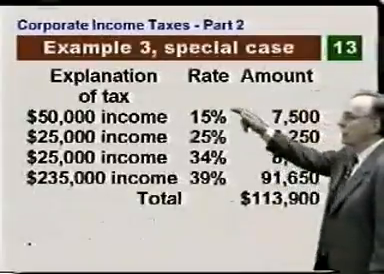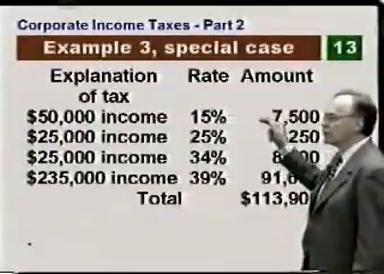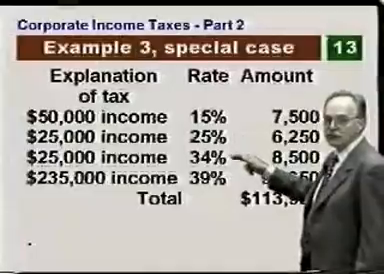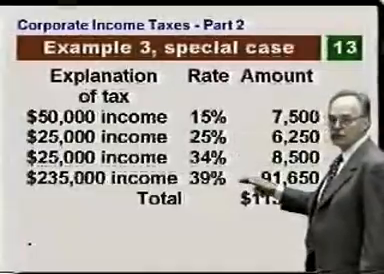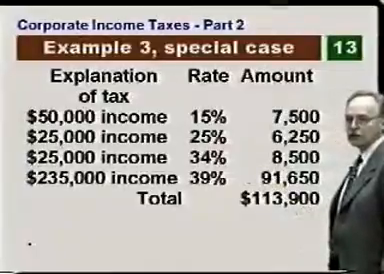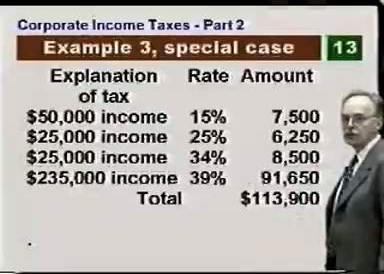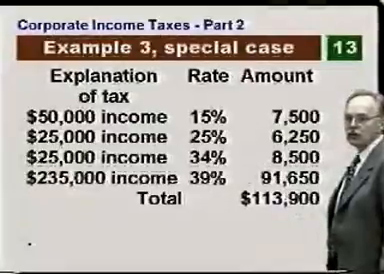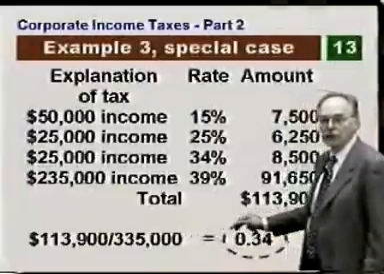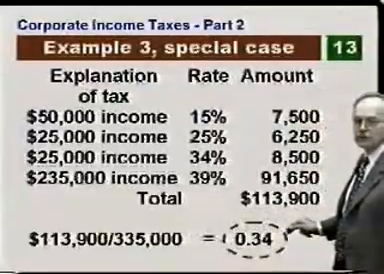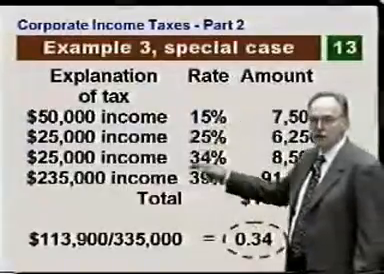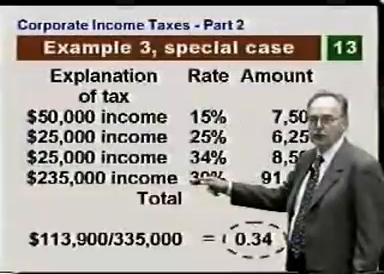Here we have the explanation bracket by bracket. The first 50,000 at 15%, 7,500. The next 25,000 at 25%. The next 25,000 at 34%. And the last amount, 235,000 at 39%, giving us our total tax of $113,900 using the traditional bracket by bracket approach. If we take the $113,900 divided by the taxable income, we get 34%. So then this is an average rate across these four brackets. Remember, this company is at the top end of this bracket and at the bottom end of the next bracket.